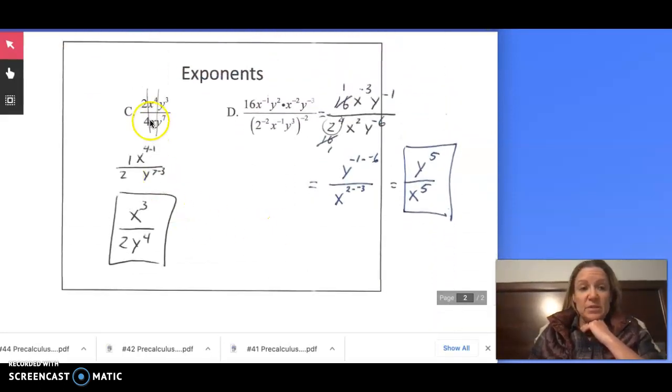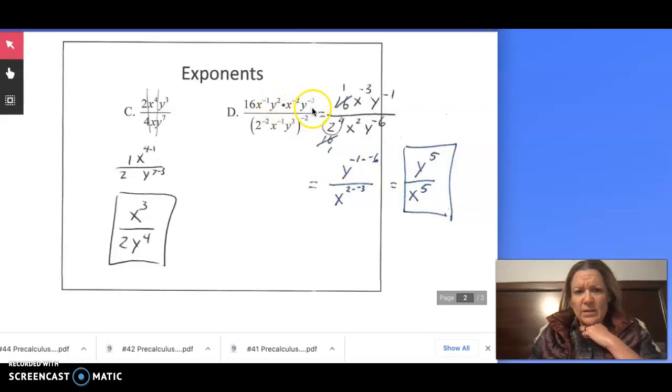All right, example C, we have 2x to the fourth, y to the third over 4x, y to the seventh. Okay, so 2/4 obviously reduces to 1/2. We have an x to the fourth and an x to the first, so we're going to subtract the smaller one from the larger one. So 4 minus 1 is x to the third. The larger exponent is in the denominator, so we're going to subtract the 3 from the 7, and we get y to the fourth.